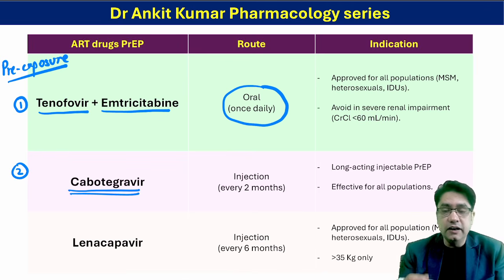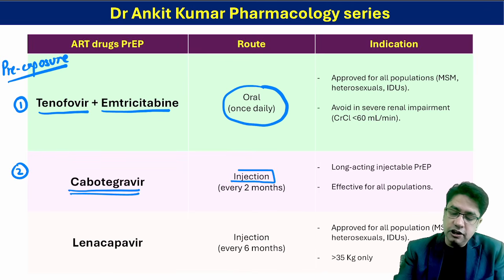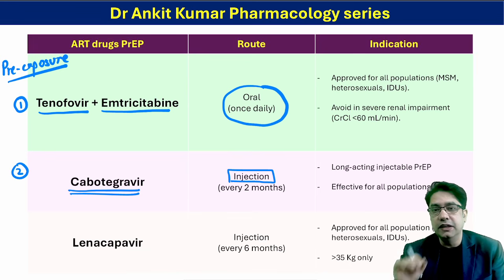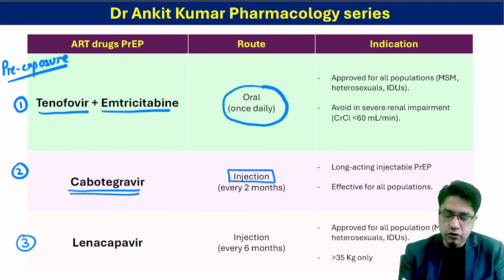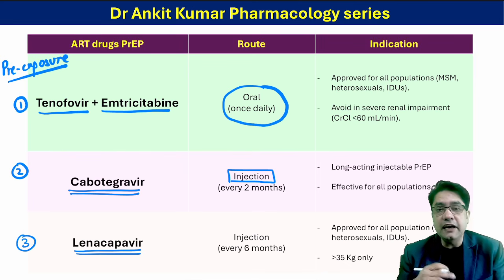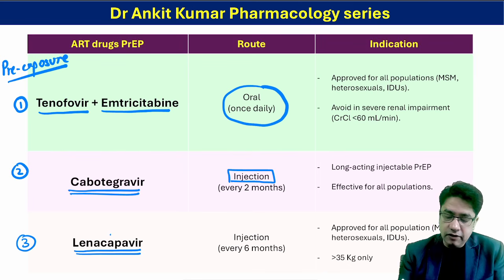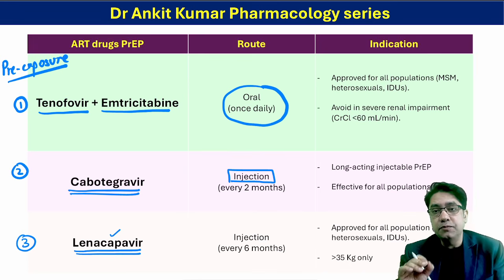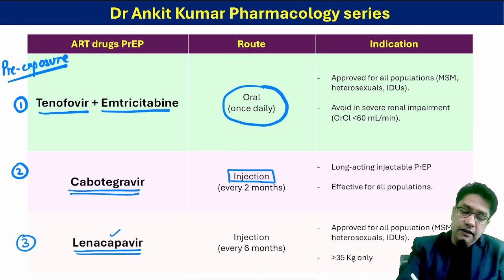cabotegravir. The word gravir is coming. It is an integrase inhibitor. It is given by injection once every 2 months. And a new drug recently approved in 2025 for pre-exposure prophylaxis is lenacapavir. You can see the word cap is coming. It is a capsid inhibitor. So let's write these drugs.